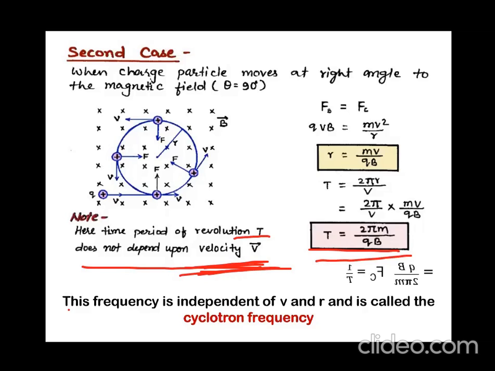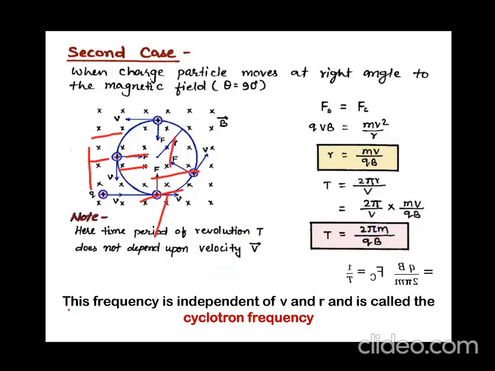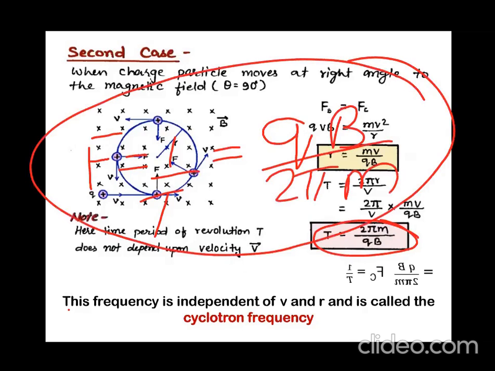It depends upon the magnetic field B, the external magnetic field B. And from here, you can find out the frequency. We know frequency equals 1 upon time period T. So if you take the reciprocal of this T, you will get qB upon 2 pi m. This frequency is your cyclotron frequency. And here you can see the frequency does not depend upon velocity, nor does it depend upon the radius of the circular path.